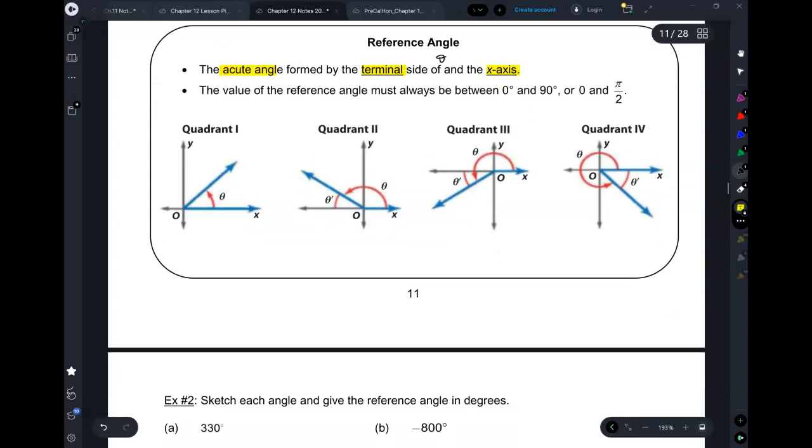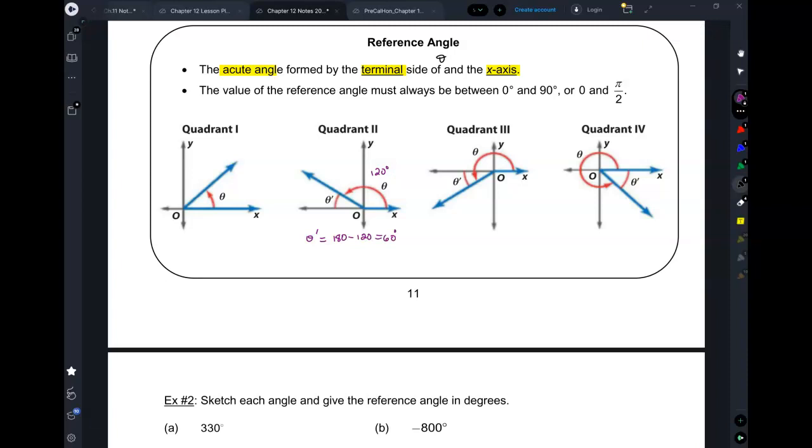So suppose you have, let's say, 120 degrees. What would the reference angle theta prime be? We call it theta prime. It would be 60 degrees, right? 180 minus 120 is equal to 60. So I don't ever want you guys to memorize formulas for these. I just want you to reason things out, right?